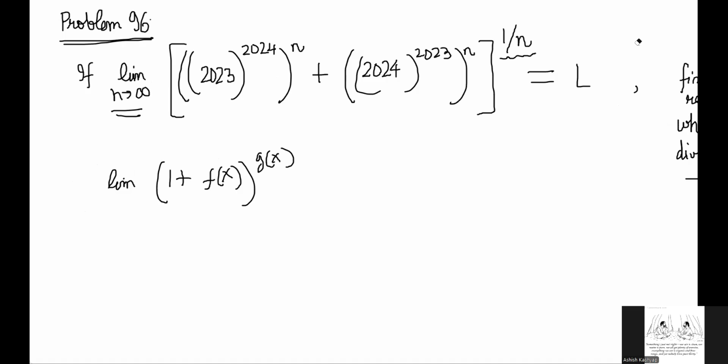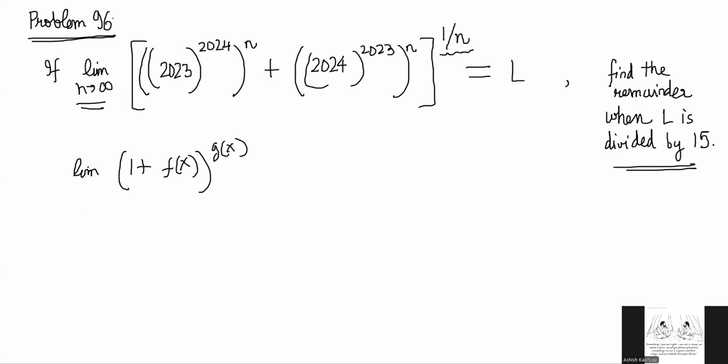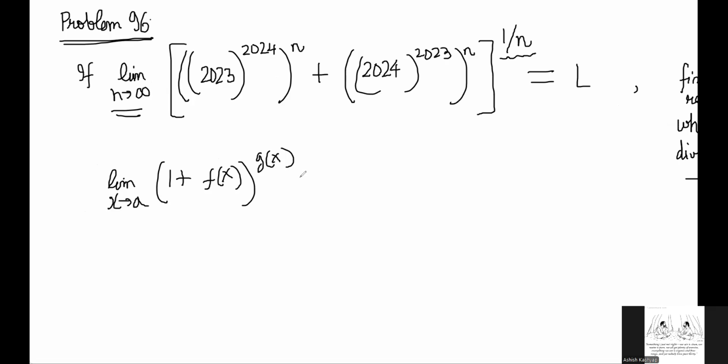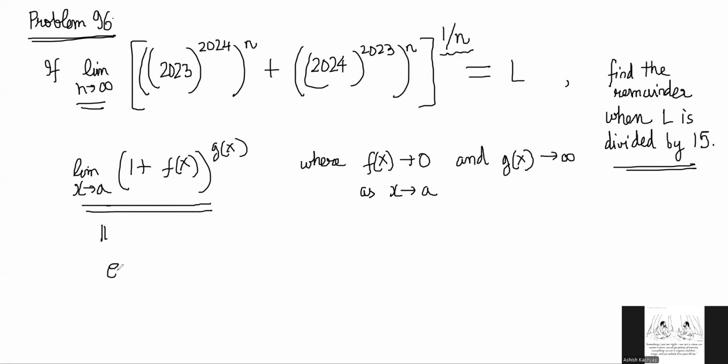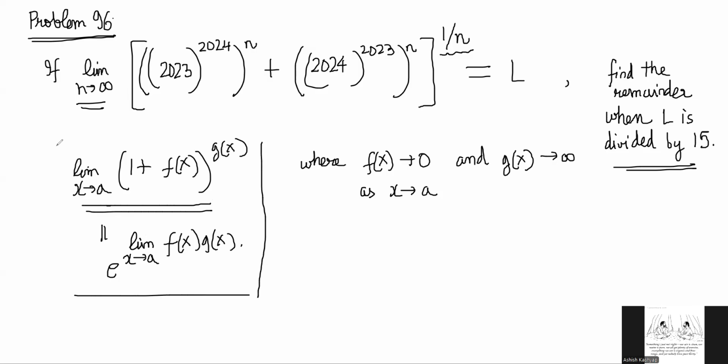So the standard limit that we are aware of is the limit as x tends to a of (1 plus f(x)) to the power g(x), where f(x) tends to 0 and g(x) tends to infinity as x tends to a. So this is the standard limit that we know, and this will be written as e to the power limit as x tends to a of f(x) times g(x). This is theory that you should be aware of.